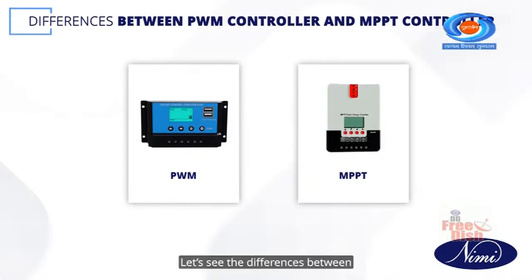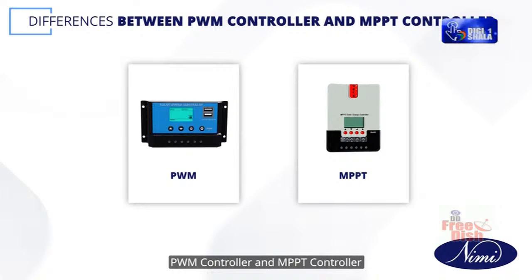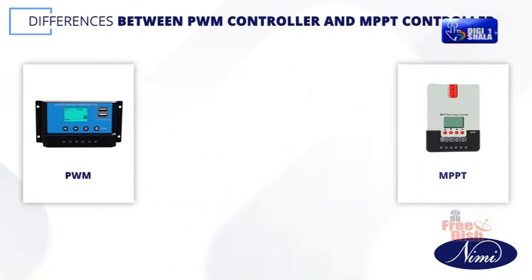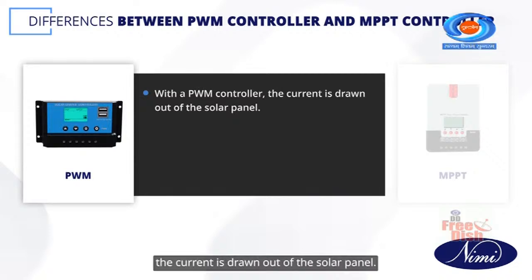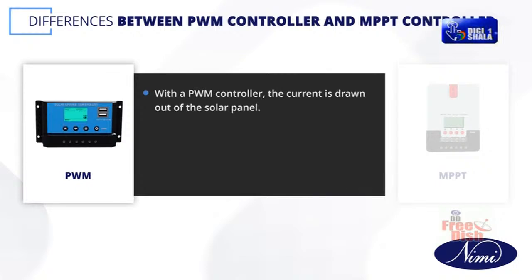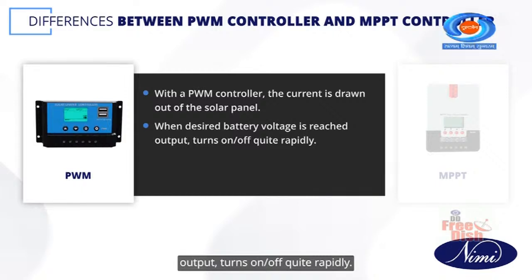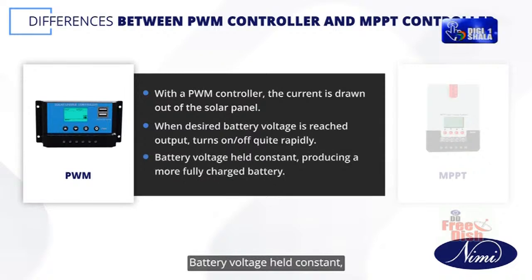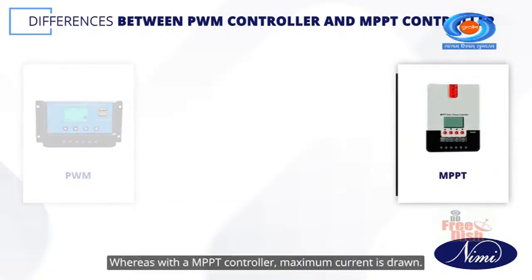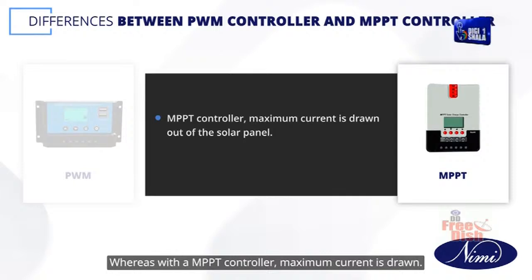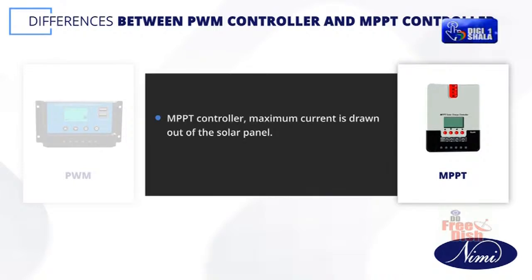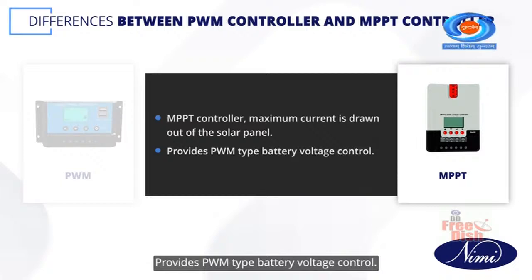Let's see the differences between PWM controller and MPPT controller. With a PWM controller, the current is drawn out of the solar panel. When desired battery voltage is reached, output turns on or off quite rapidly. Battery voltage held constant, producing a more fully charged battery. Whereas with the MPPT controller, maximum current is drawn. Provides PWM type battery voltage control.